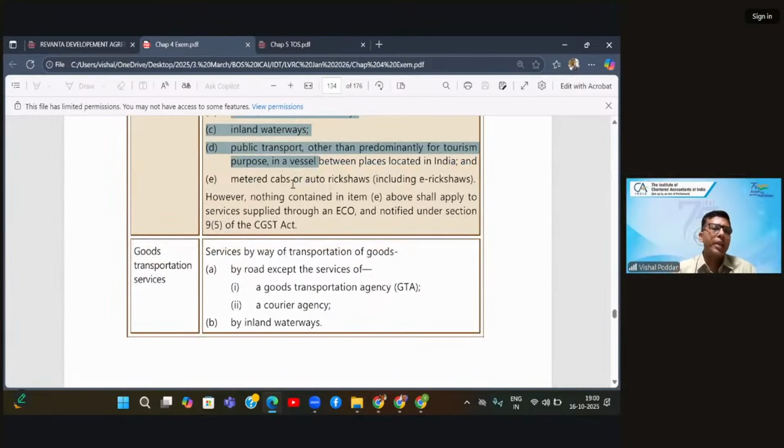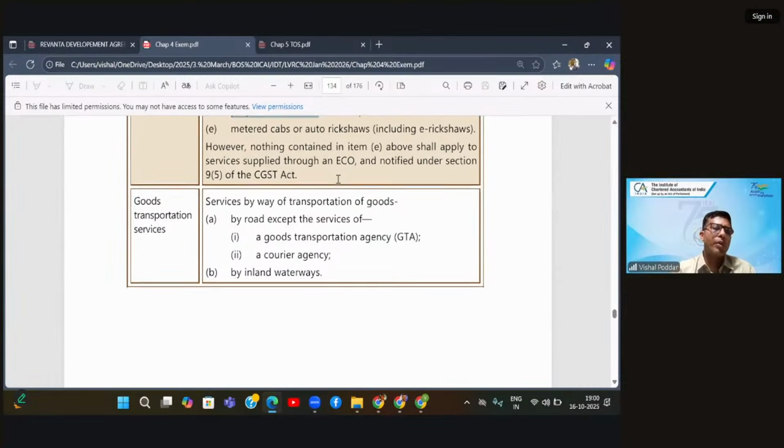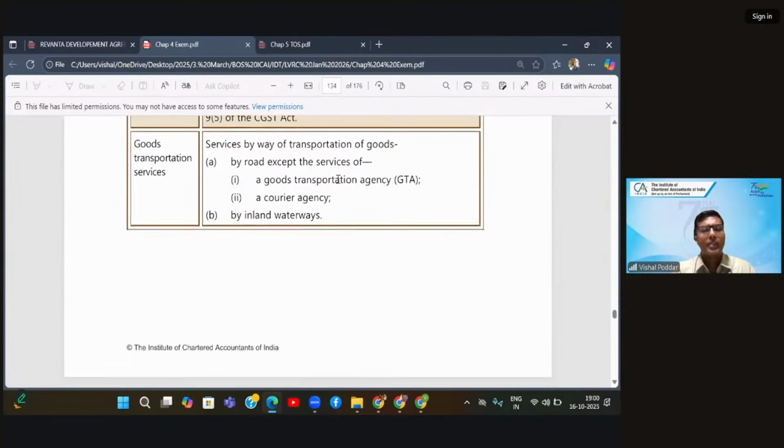Next, metered cabs, that is taxis, auto rickshaws, including e-rickshaws, all these are exempt. However, for metered cabs and auto rickshaws, if these services are supplied through ECO, that is Ola, Uber, that is not exempt. So Ola, Uber, and radio taxis are always taxable.